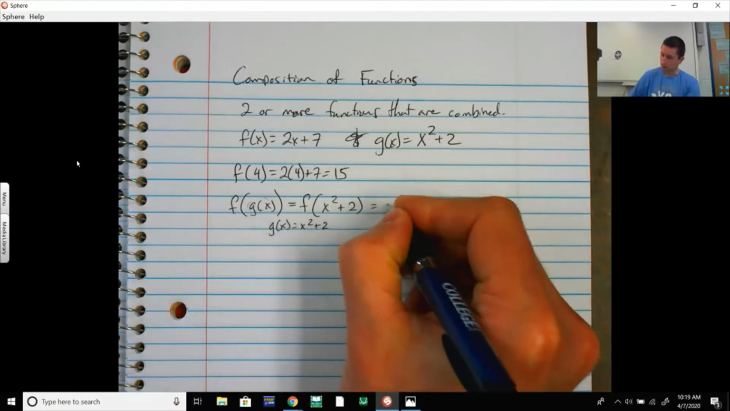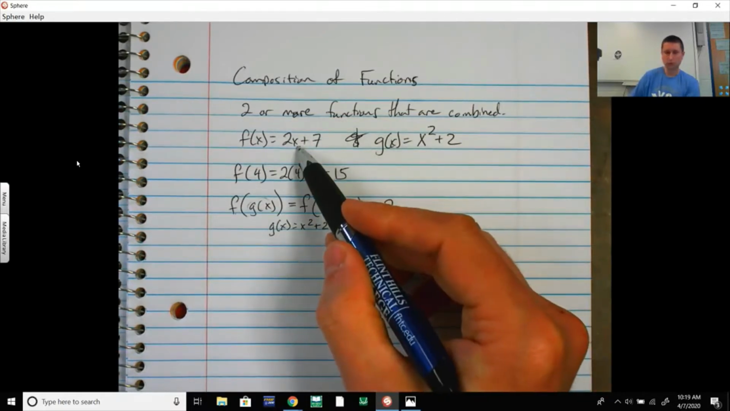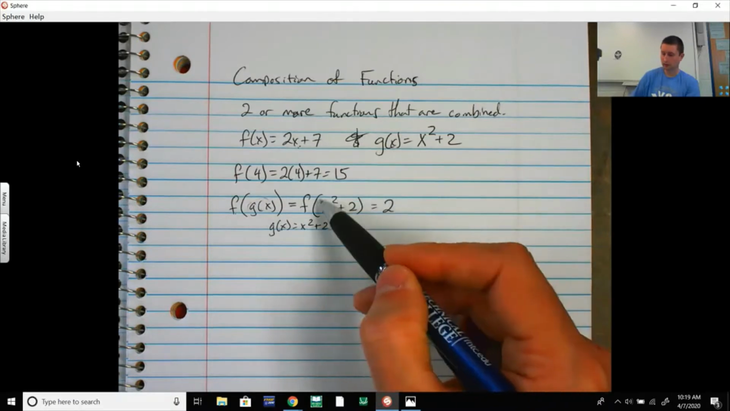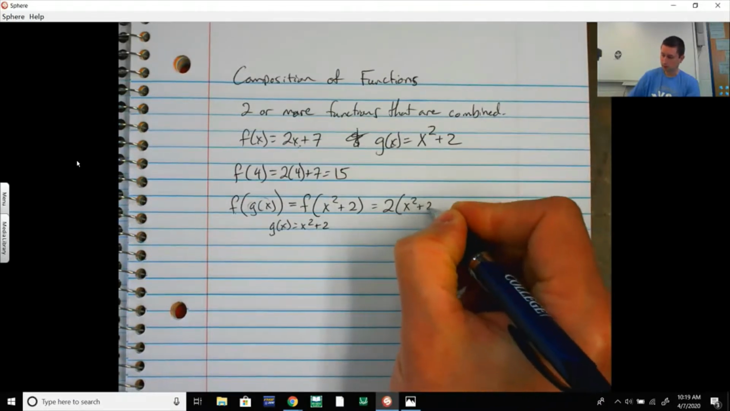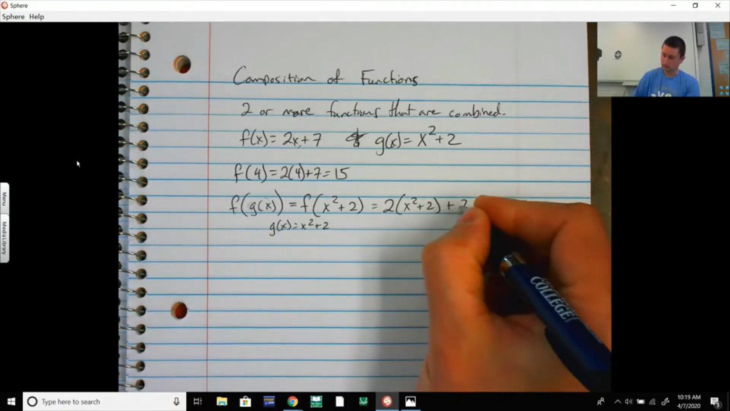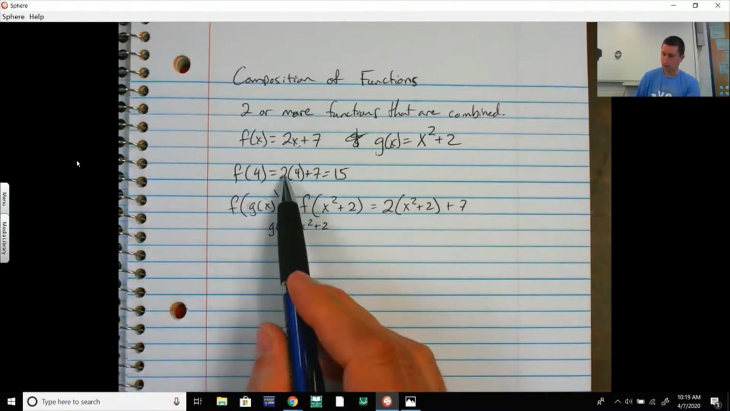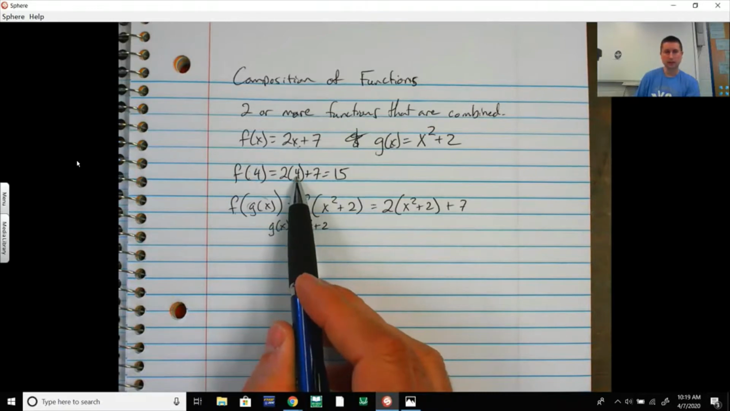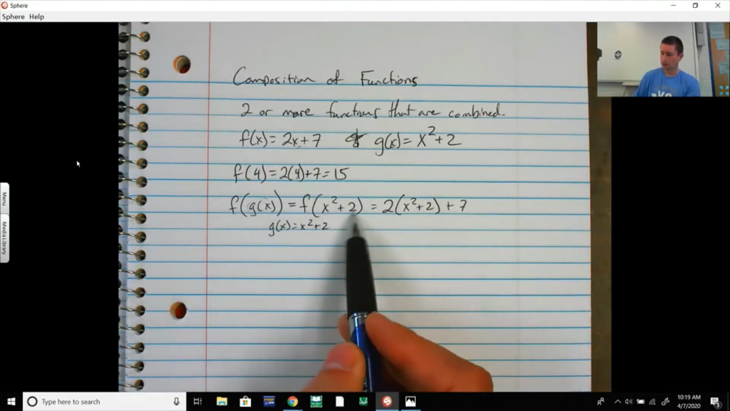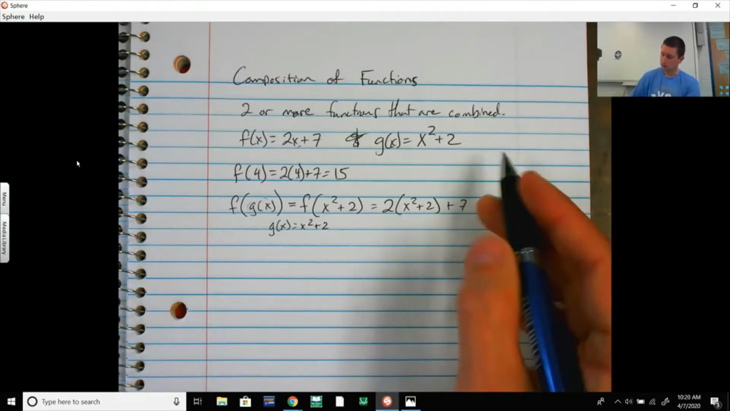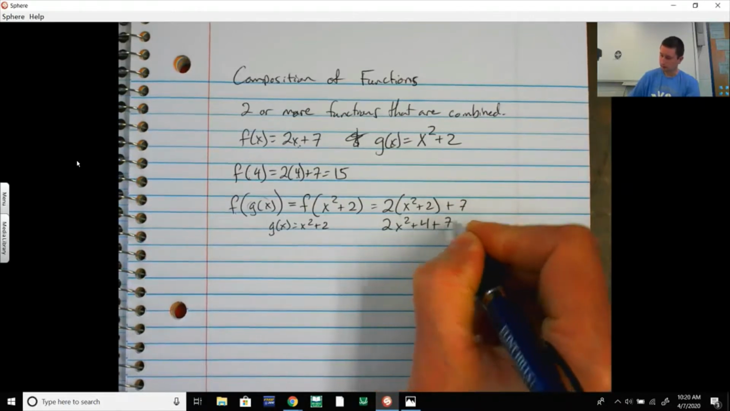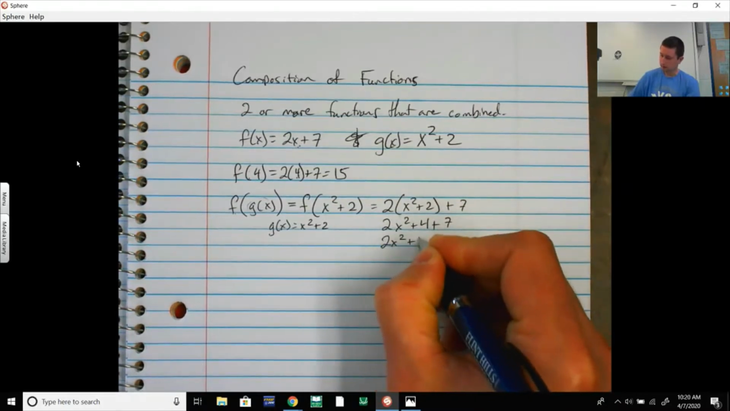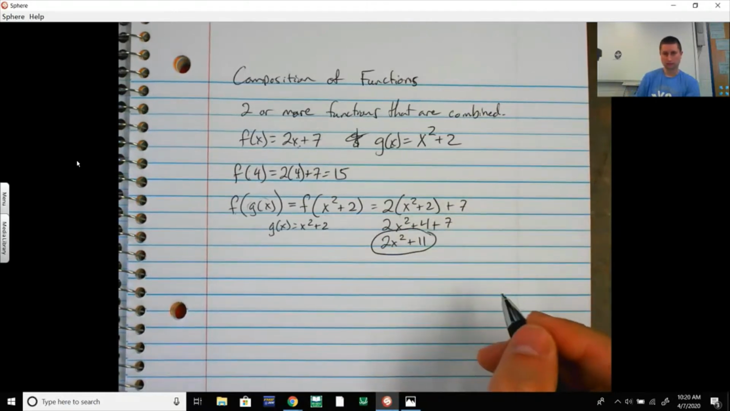So that'd be 2, and now instead of an x, we have to substitute whatever's in this parenthesis. Whatever's in the parenthesis is going for the x. So 2 times x squared plus 2, plus 7. Just like whatever is in the parenthesis took the place of the variable. Okay, distribute: 2x squared plus 4 plus 7, and then 2x squared plus 11. That would be your answer. Okay, it's not a specific value, it's an answer.